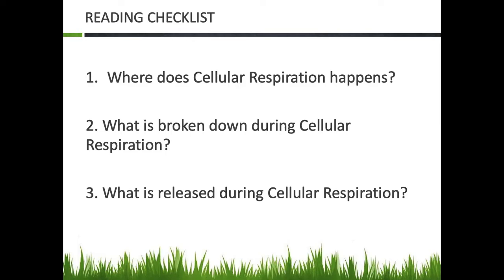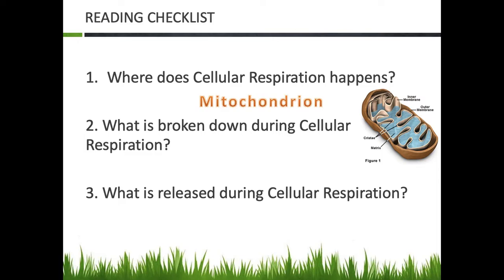Okay, let's answer these questions. What did you learn? Where does cellular respiration happen? It happens in the mitochondria. That's what the mitochondria of the cell looks like. It looks like a wrinkled bean.